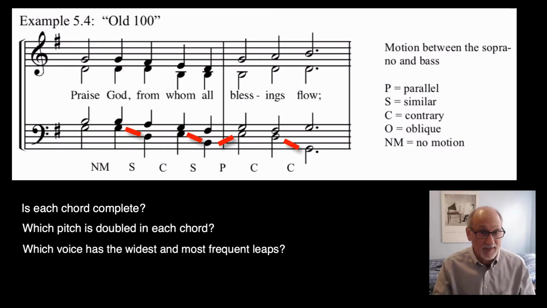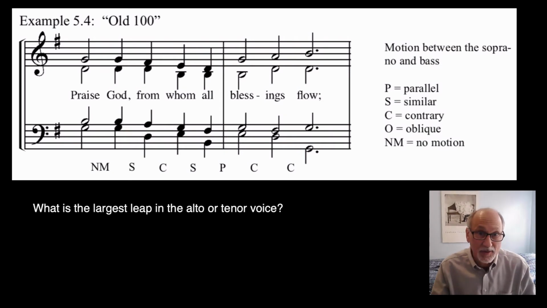You can see it's really mainly the bass that has the leaps, and especially those inner voices, the alto and the tenor, really don't. What's the largest leap that you see in the alto or the tenor voice? Look at the alto. There's a leap of a third. That's the biggest one you're going to see. Also look at the tenor, and you'll see that those inner voices really have very few leaps. They seem to be the most cohesive and scale-wise parts.